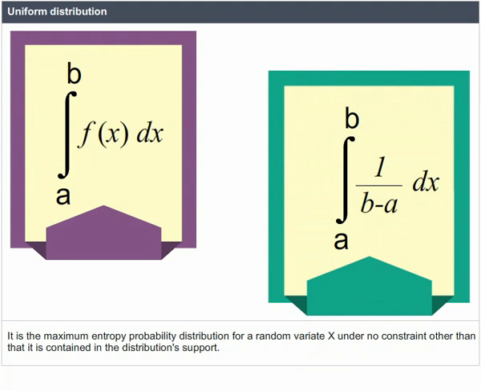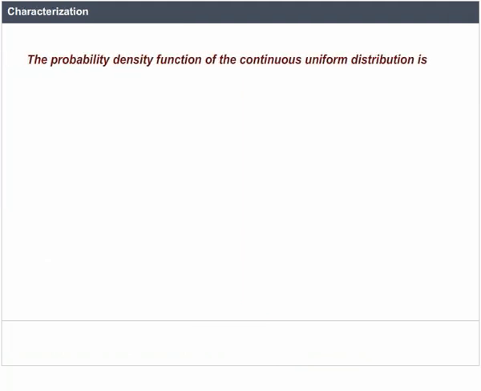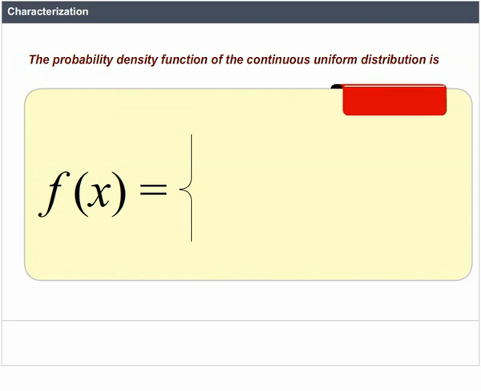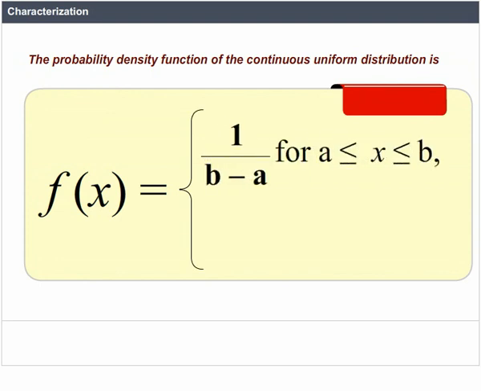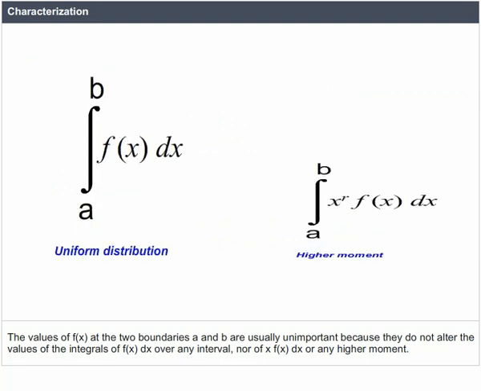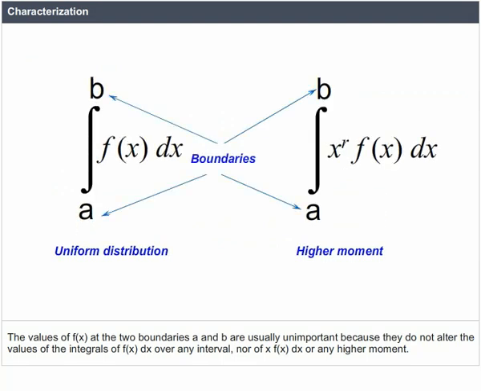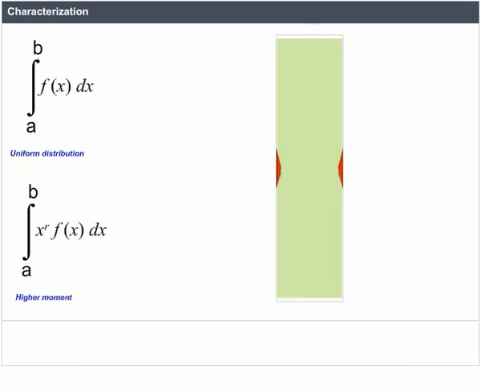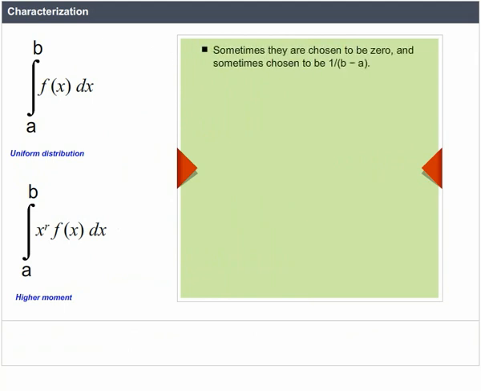Characterization. The probability density function of the continuous uniform distribution is f of x equal to 1 divided by b minus a for a less than or equal to x less than or equal to b, 0 for x less than a, and for x greater than b. The values of f of x at the two boundaries a and b are usually unimportant because they do not alter the values of the integrals of f of x dx over any interval, nor of x f of x dx or any higher moment. Sometimes they are chosen to be 0 and sometimes chosen to be 1 divided by b minus a.